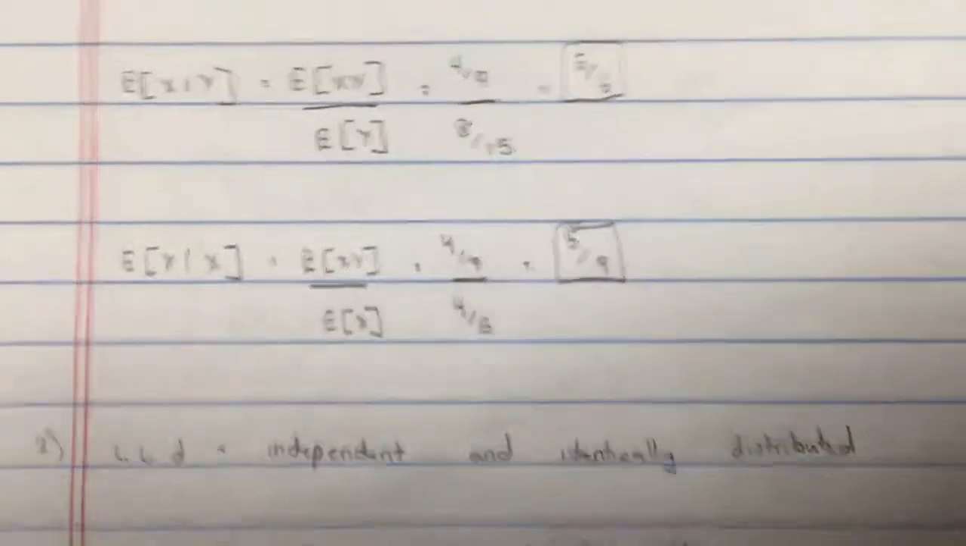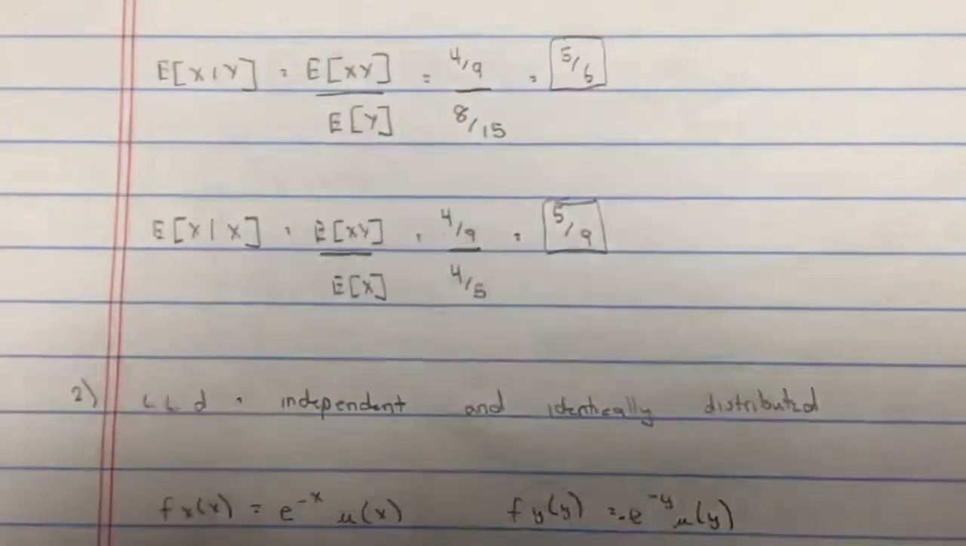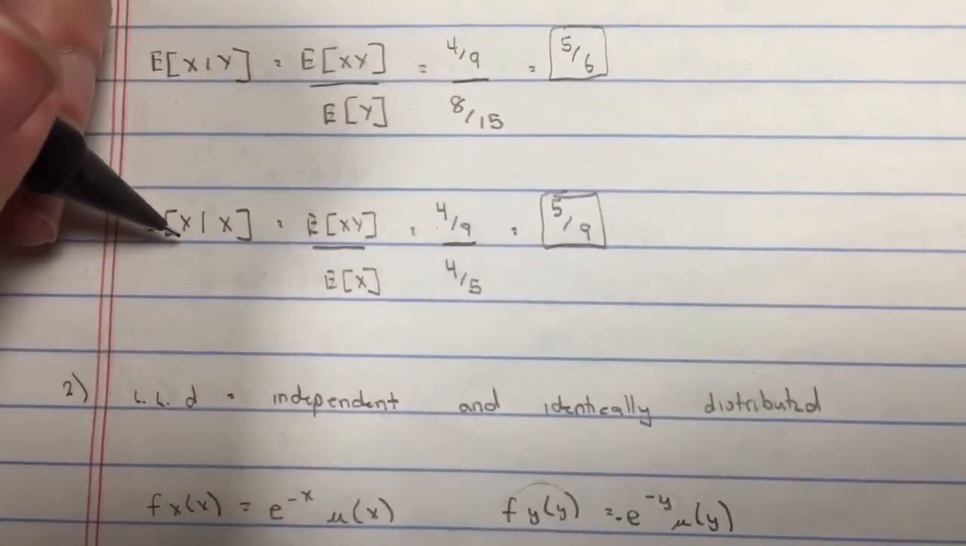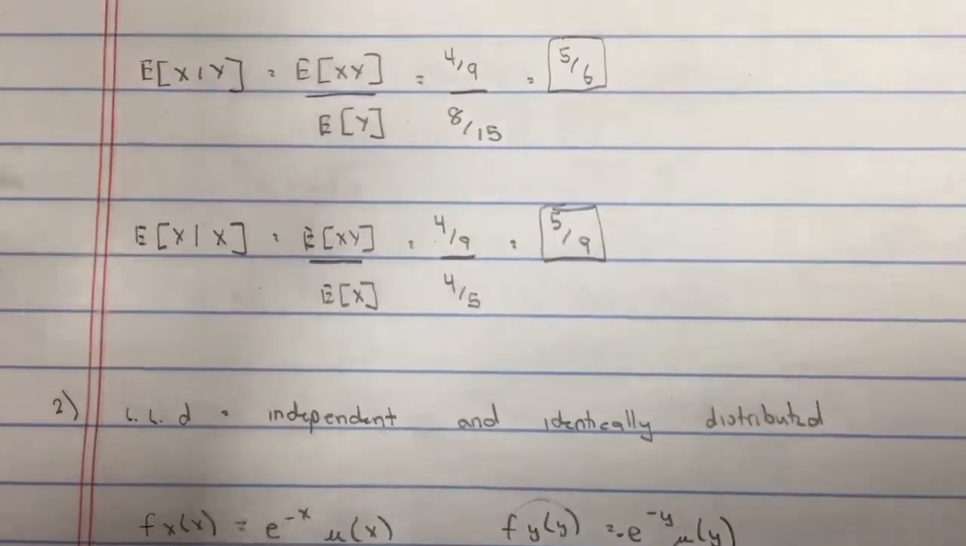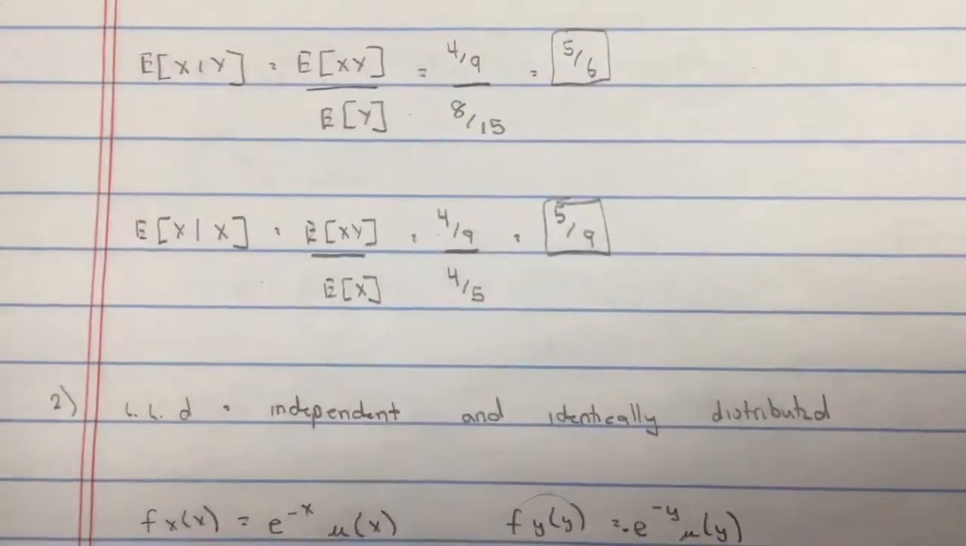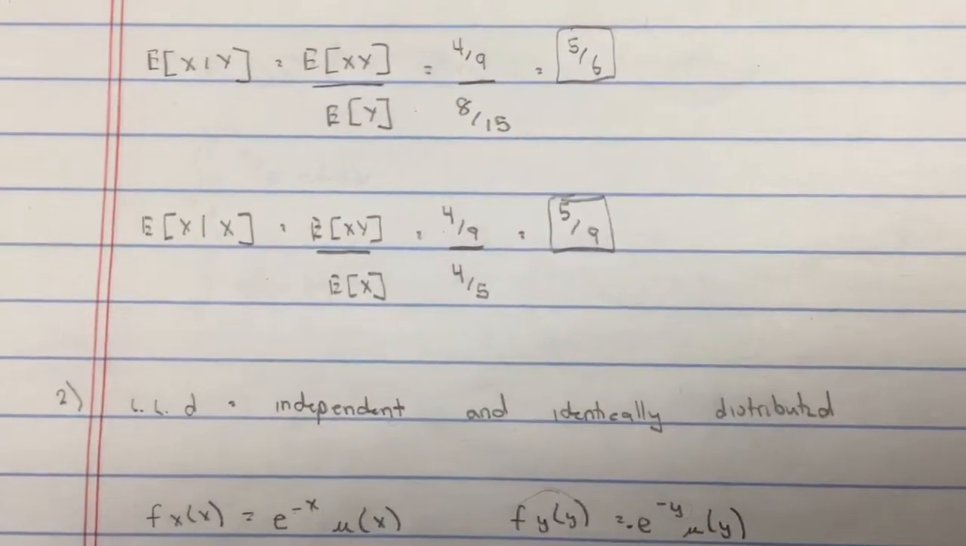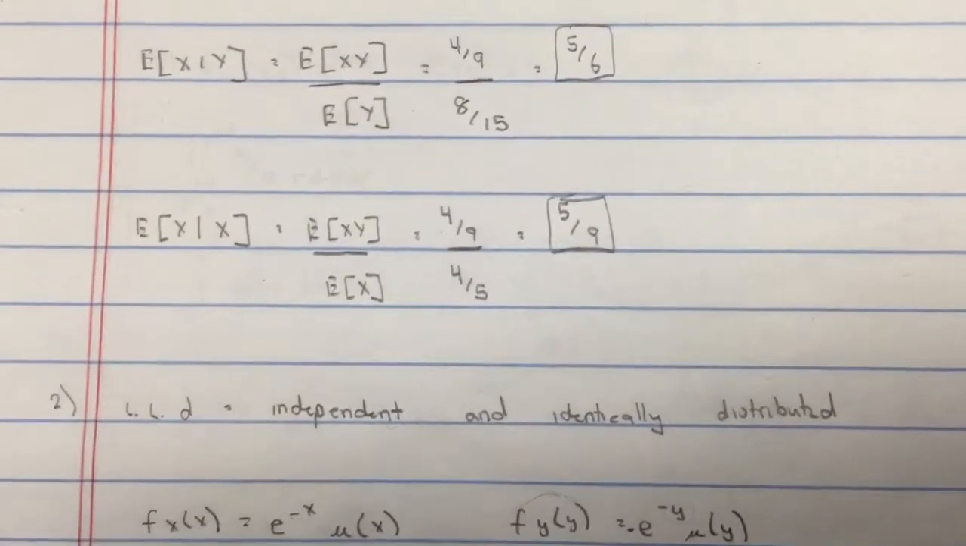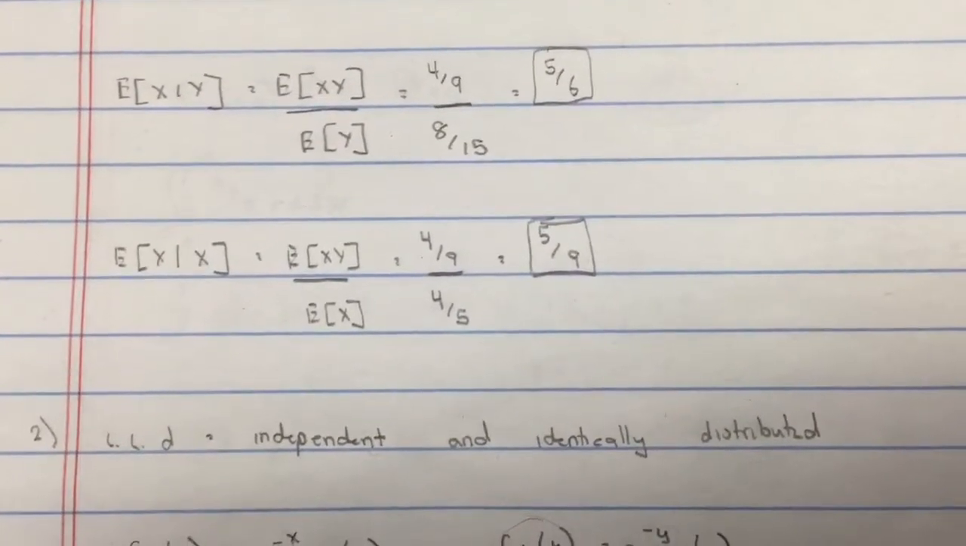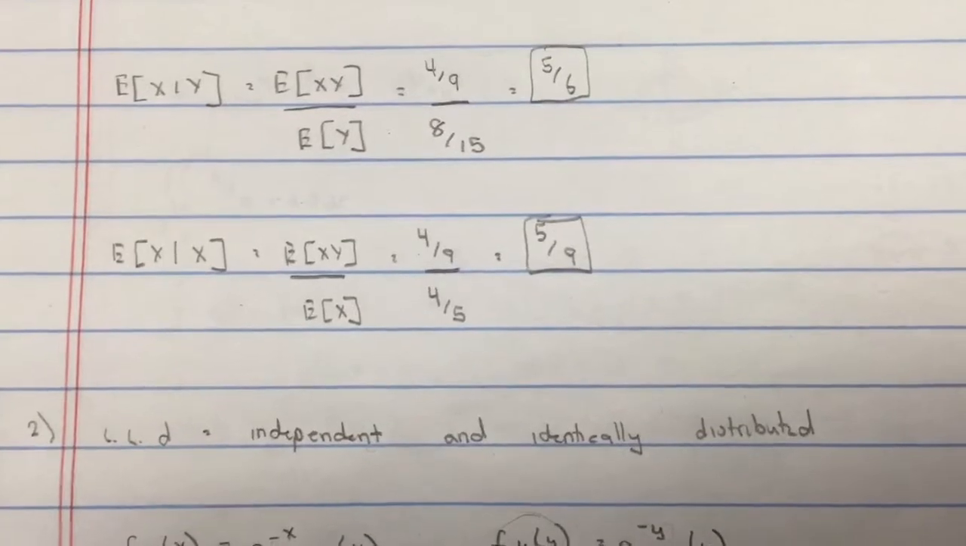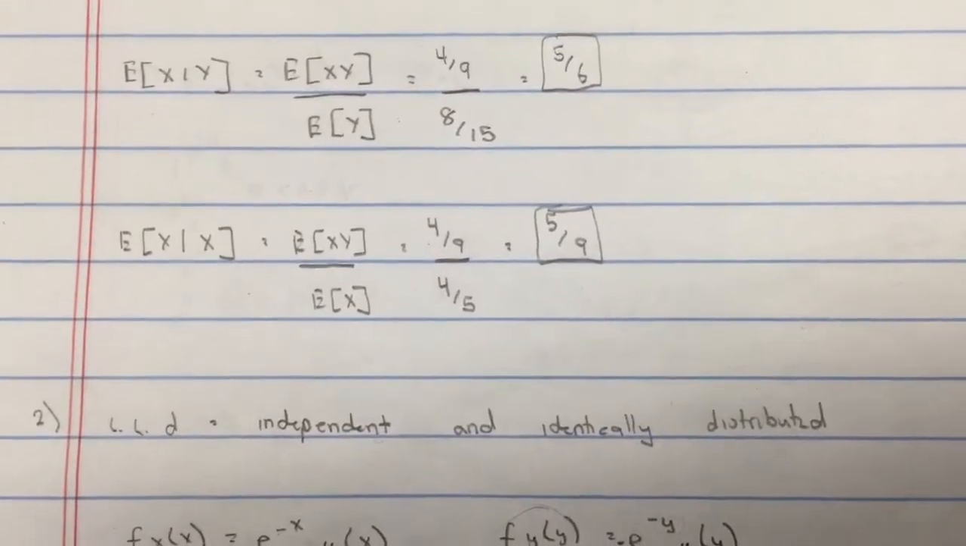Finally, the expected value of big Y given big X is equal to the expected value of x times y divided by the expected value of x. So it's 4/9 divided by 4/5, and that gives us 5/9 for the expected value of big Y given big X. And that is problem 1.